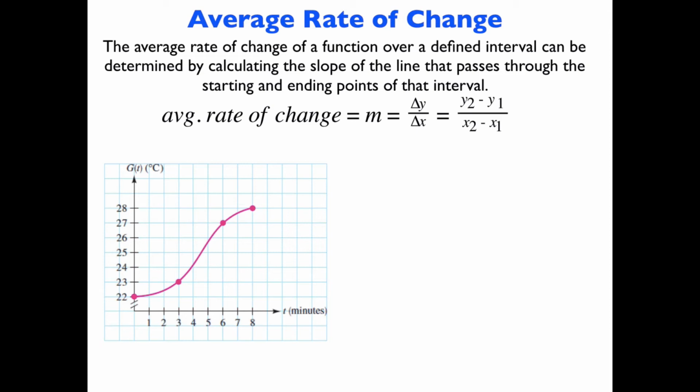All right, this week we're going to review average rate of change. Now, the average rate of change of a function over a defined interval can be determined by calculating the slope of the line that passes through the starting and ending points of that interval. So, as a quick review, average rate of change is a way of describing the change of a function over a specified interval, and it really doesn't care about what's happening in between the values of that interval.